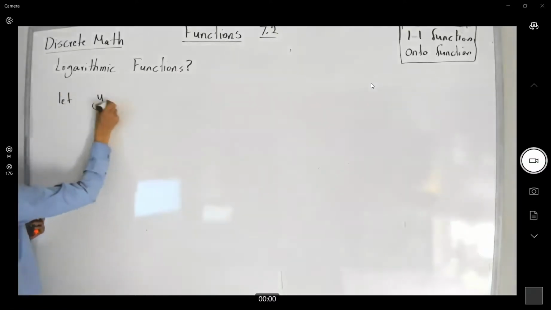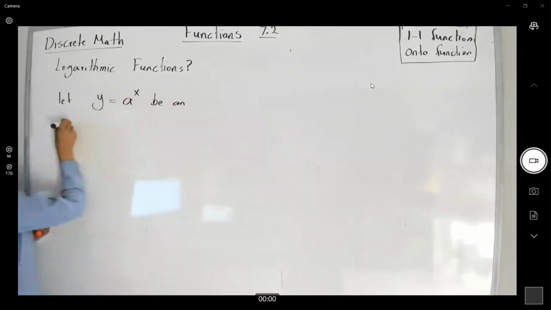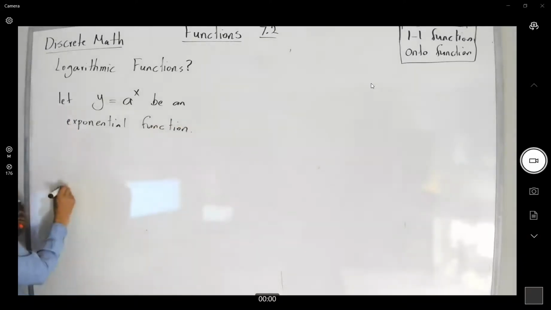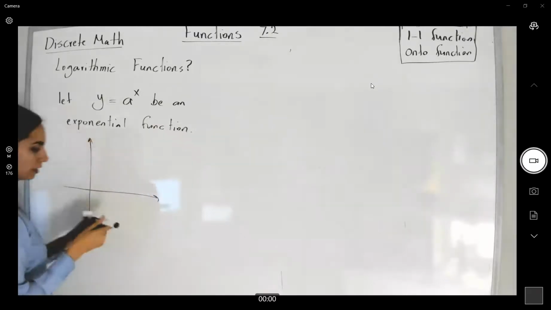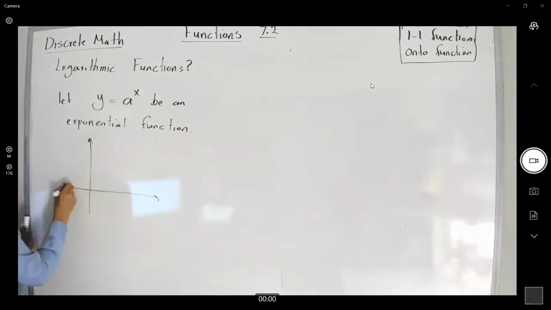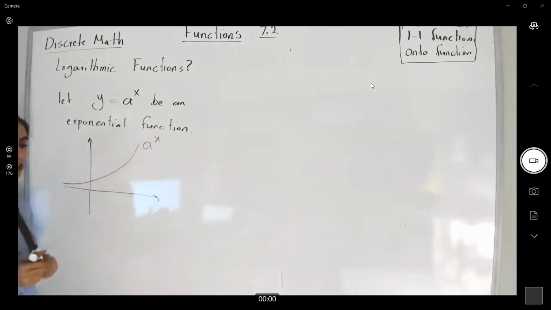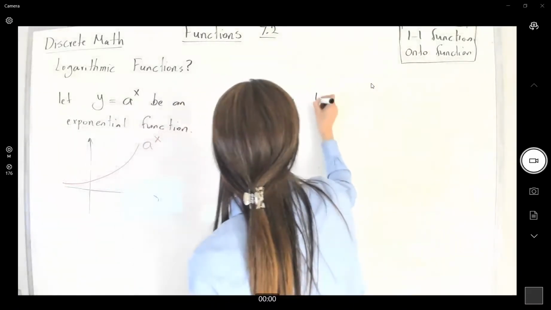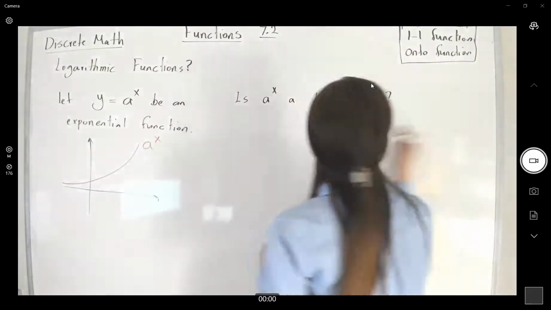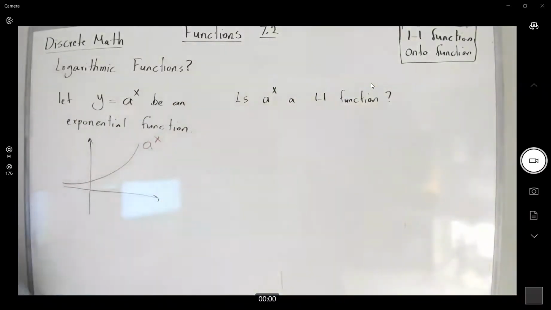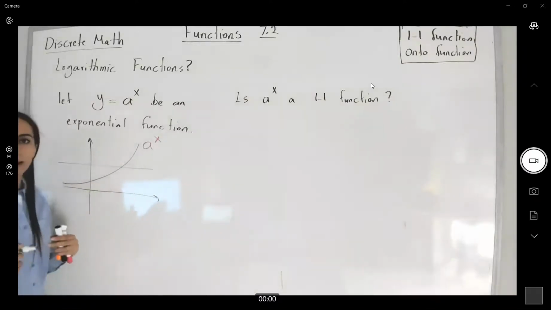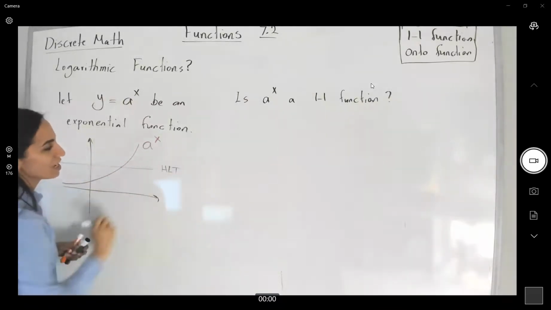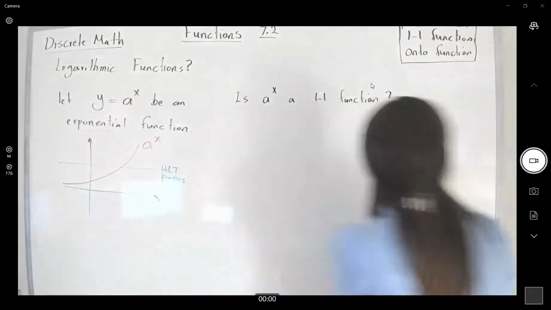Let y equals a to the x be an exponential function. Well, if a is greater than 1, the function is an increasing function. Suppose we are working with an increasing function here, a to the x. My question is, is this function a one-to-one function? Is a to the x a one-to-one function? Okay, check the horizontal line test. The horizontal line test says, if any horizontal line has at most one intersection with the graph, then the function passes the test and we have a one-to-one function. So the answer is yes.